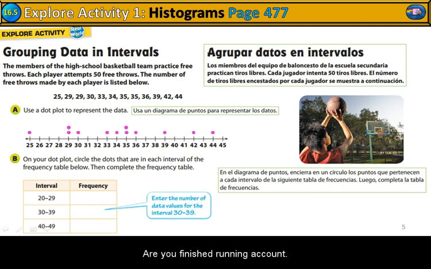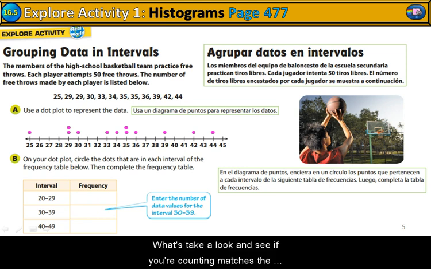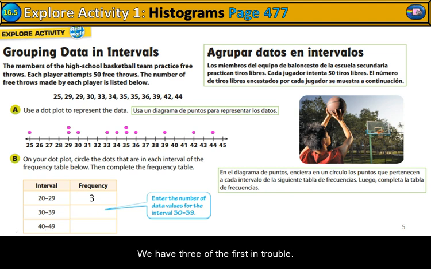Have you finished writing and counting? Let's take a look and see if your counting matches the correct answers. We have 3 in the first interval, 7 in the next, and finally 2 in the last.